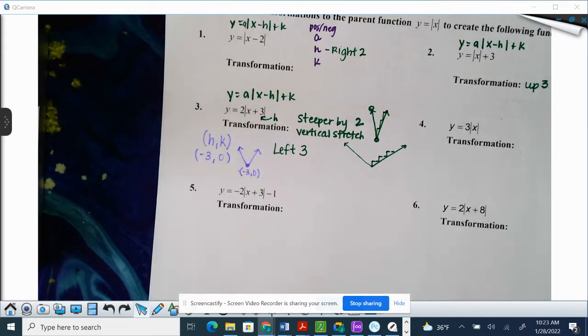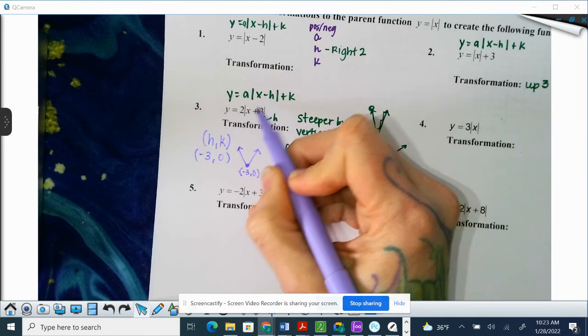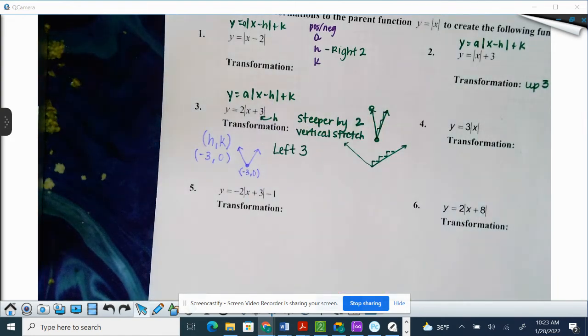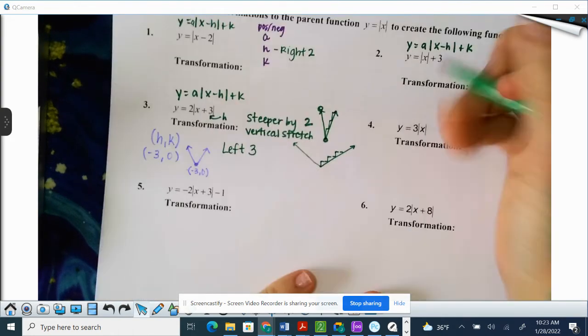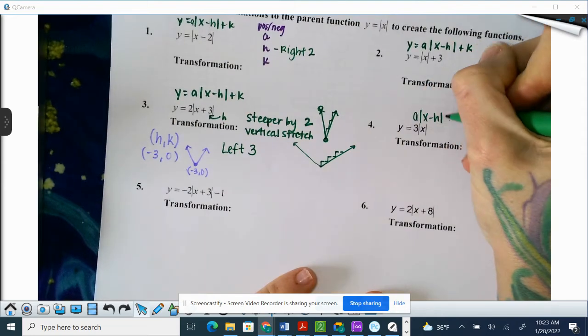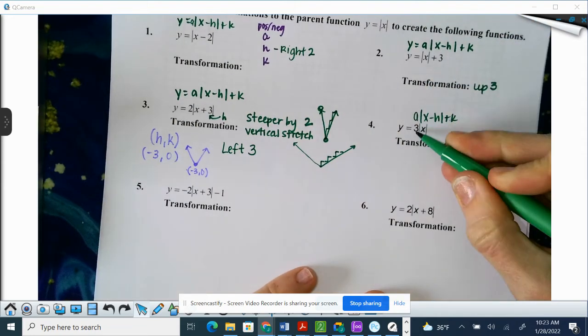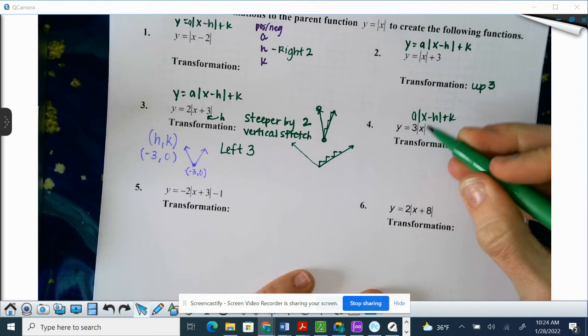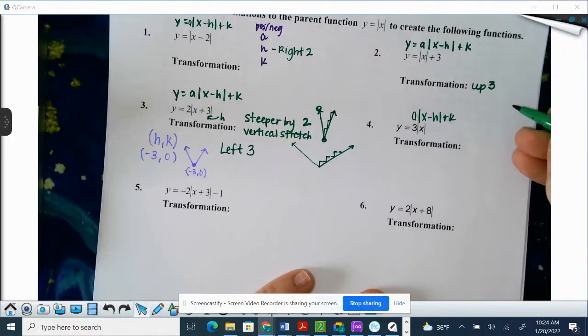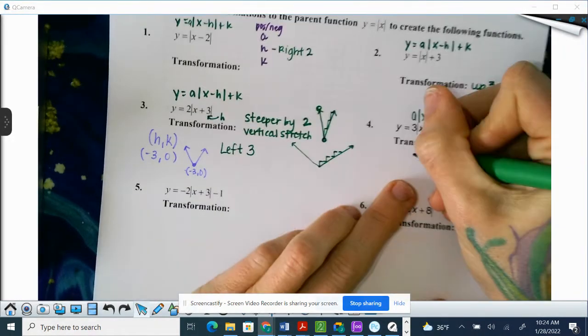Because that -3 is what turned that minus into a plus. So number 4, again, you've got a(x - h) + k. That a value is a 3. More cheeseburgers, so I got more steep. So it vertically stretched.